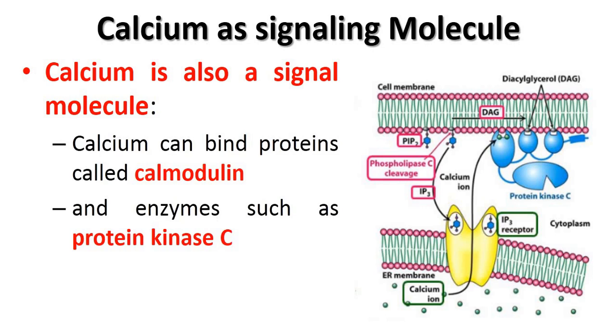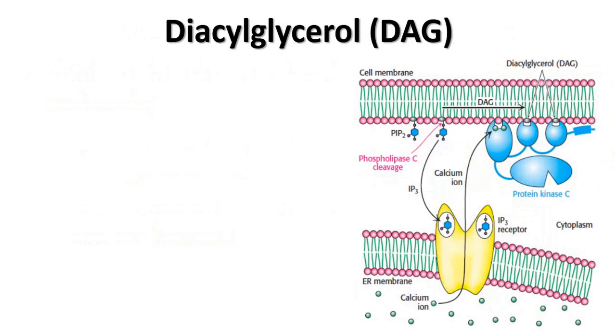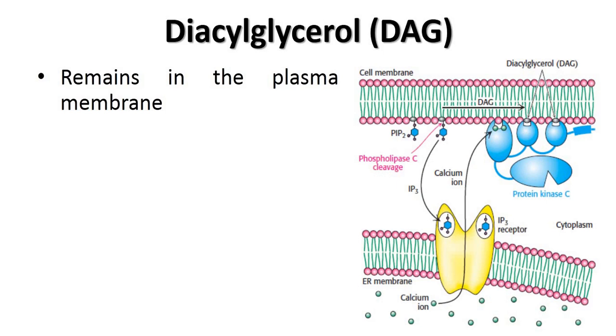So that completed, we talked about PIP2, the membrane bound PIP2. It breaks down into two moieties. The first moiety was inositol triphosphate, which we have discussed. Now we will discuss the other breakdown product, diacylglycerol. So diacylglycerol remains in the plasma membrane. See, it is bound to the plasma membrane.